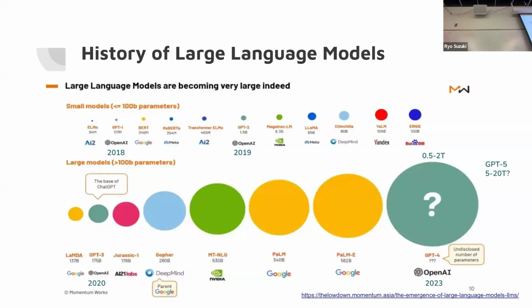But then people started scaling up. This was the 175 billion of GPT-3. This was still a little small, and then they stopped releasing the model parameters, but GPT-4 was about half a trillion to 2 trillion, and GPT-5 is probably 5 to 20 trillion. That is the sense: it is becoming bigger and bigger.